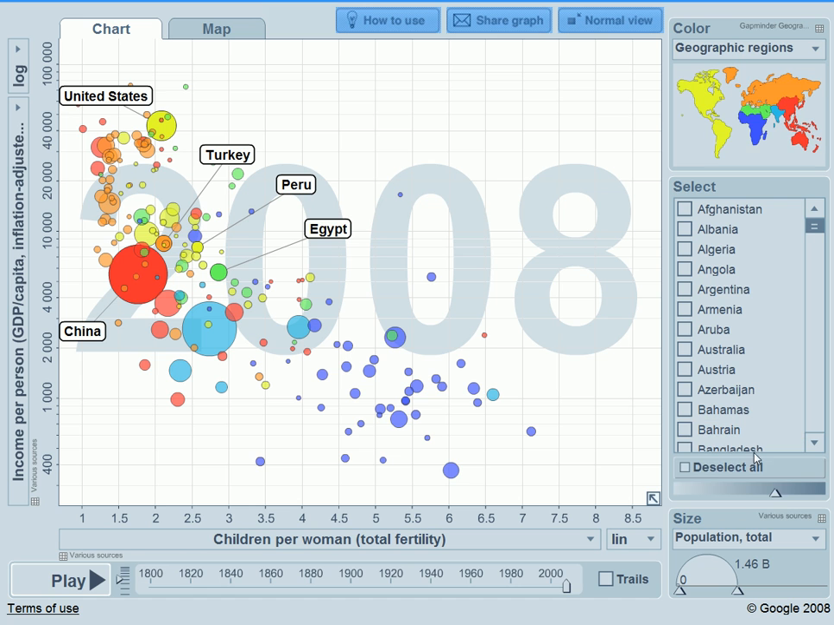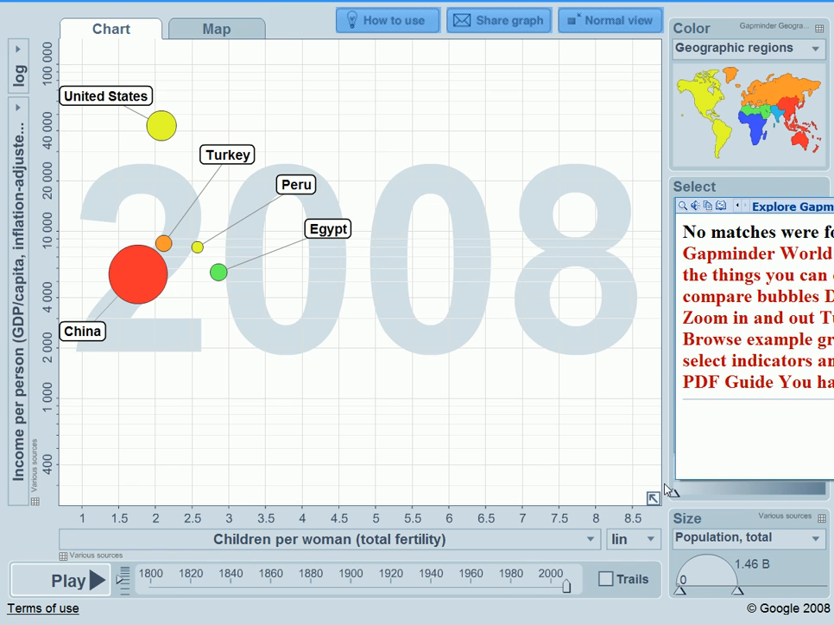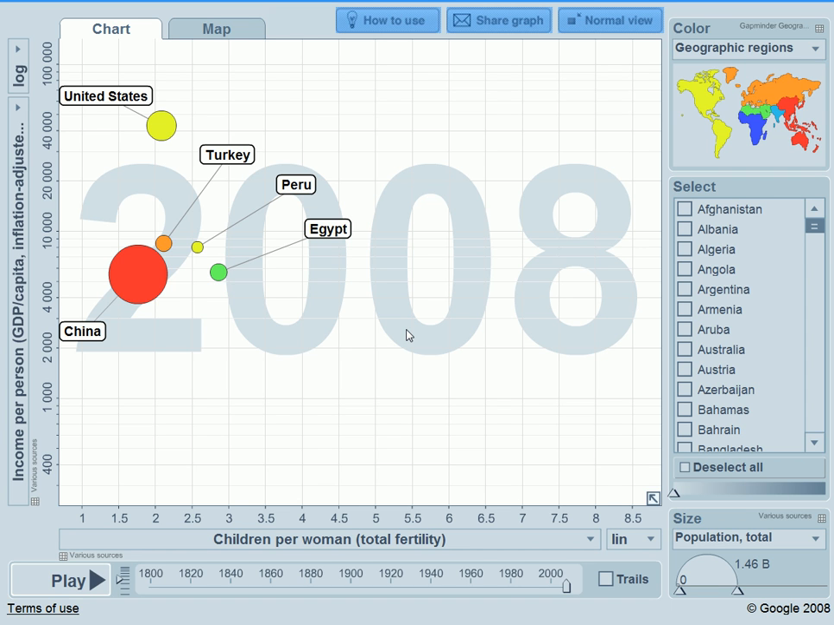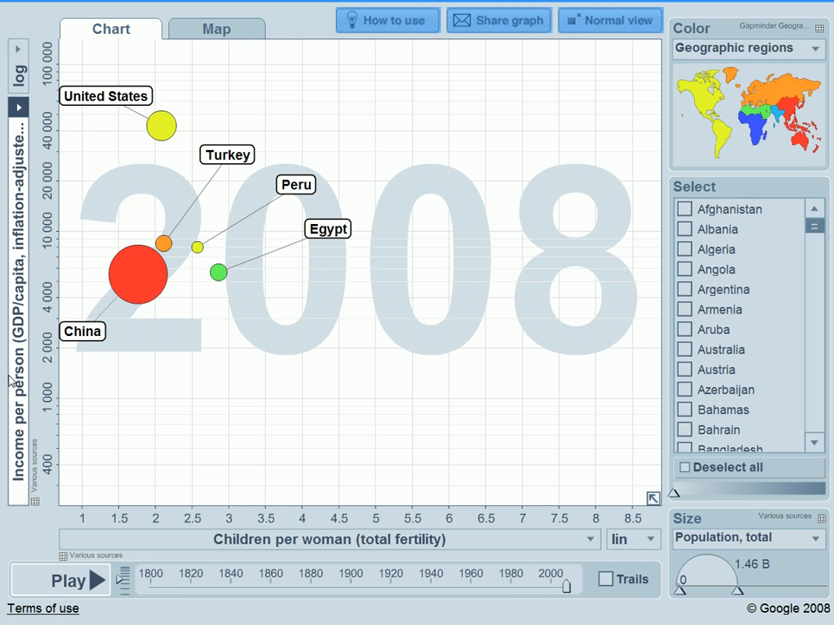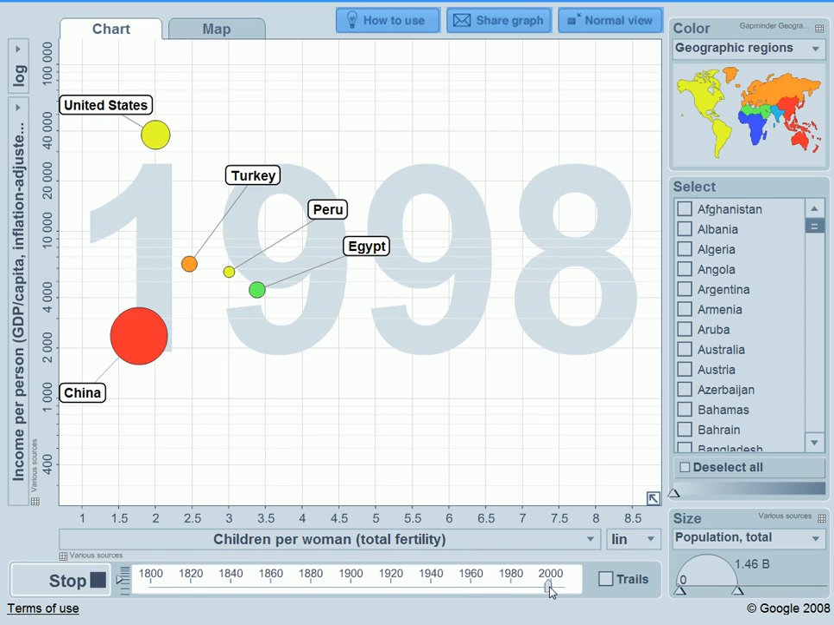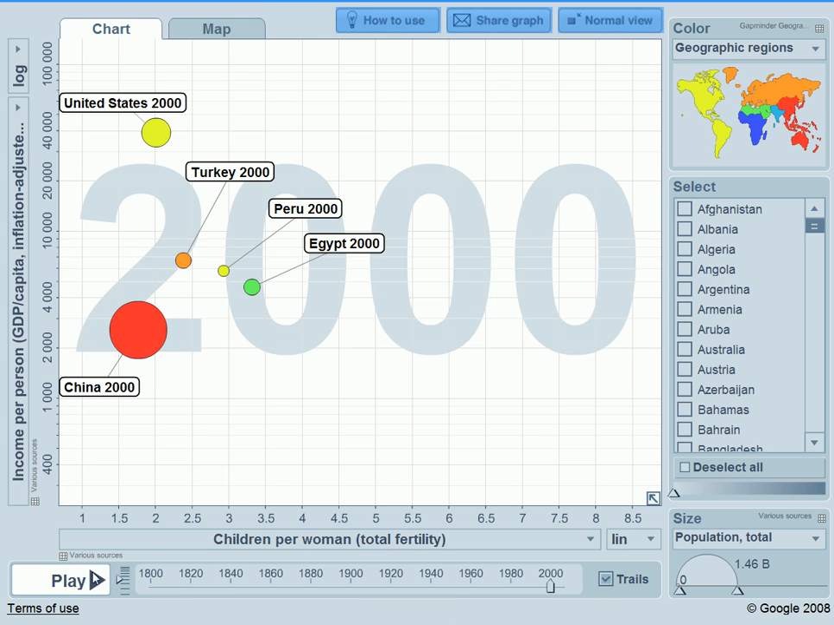It's good. Let me ignore the other countries and keep the United States and China to compare with the 3 countries. And now, the x-axis is the children per woman, and the y-axis is the income per person. I want to see the change from 2000 to 2008 for these 3 countries. So let me go back to 2000. Okay, then trail it.